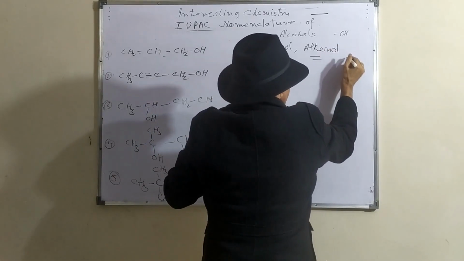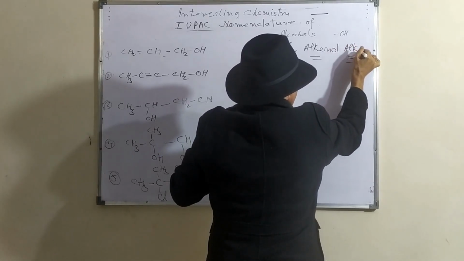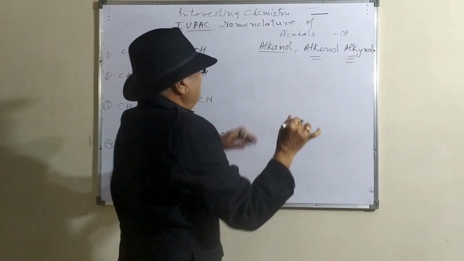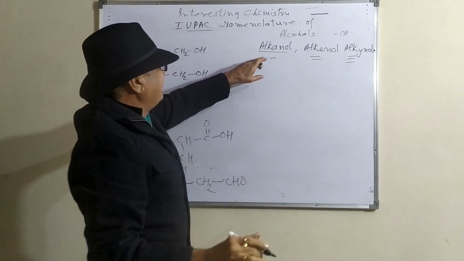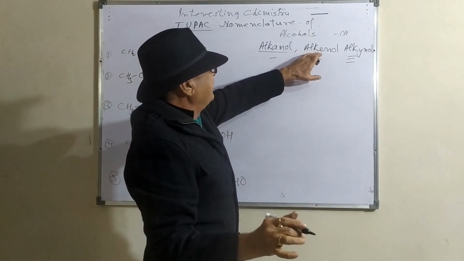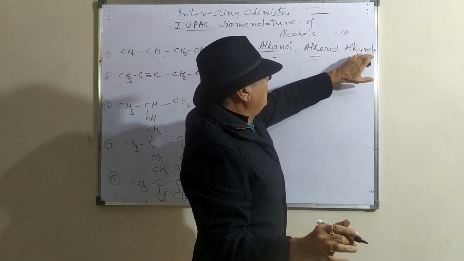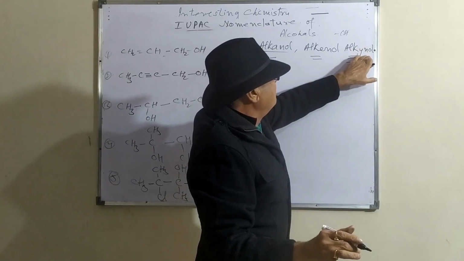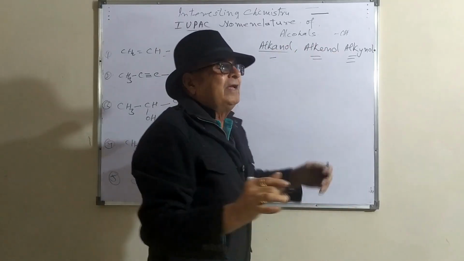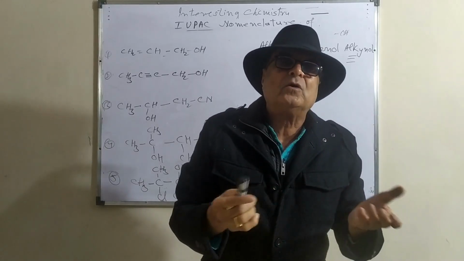And if you find a triple bond, it will be alkynol. So when all bonds are single, alkanol, and if you find a double bond, then alkenol, and if you find a triple bond in the longest chain, then the compound will be alkynol, and alk will be replaced by the number of carbon atoms you found in the longest chain.